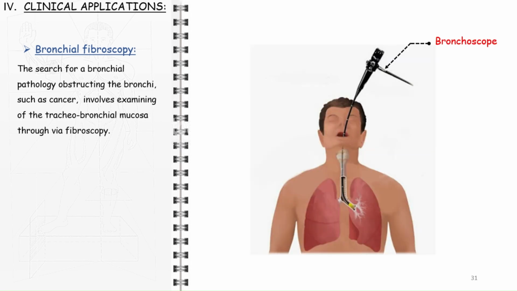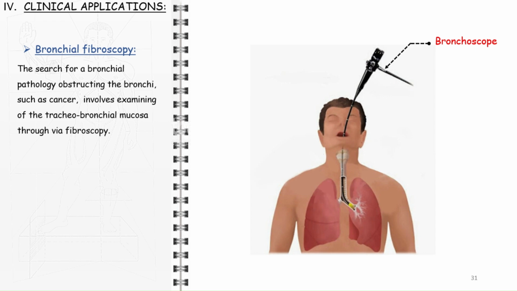With this in mind, let's move on to some clinical applications, focusing on some procedures which provide insight into both diagnostic and therapeutic aspects of airway management, such as the bronchial fibroscopy. The search for a bronchial pathology obstructing the bronchi, such as cancer, involves examining the tracheobronchial mucosa via fibroscopy. This procedure involves introducing a tube containing optical fibers through the mouth into the trachea, allowing progress into the bronchial tree.